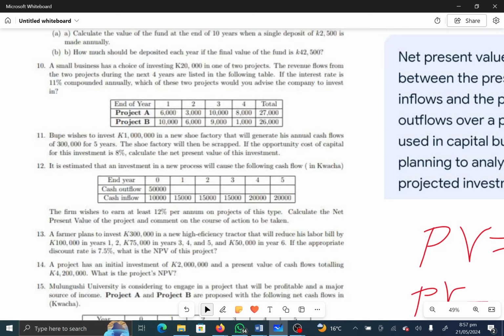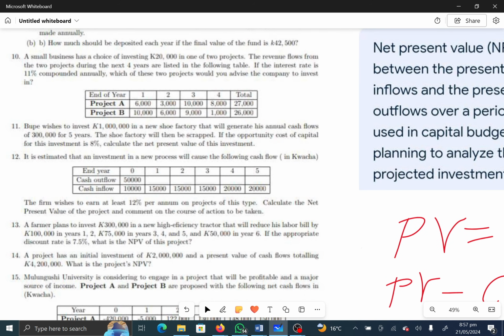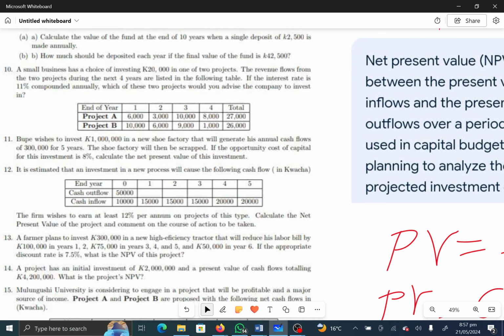Okay. So we are looking at question number 10. Question 10 says a small business has a choice of investing 20,000 in one of two projects. The revenue flows for the two projects during the next 4 years are listed in the following table. If the interest rate is 11% compounded annually, which of the two projects would you advise the company to invest in? So we have project A with the following cash flows which have been highlighted here.